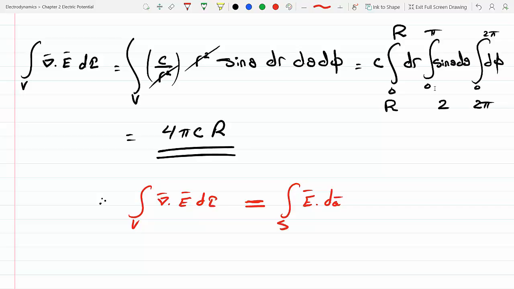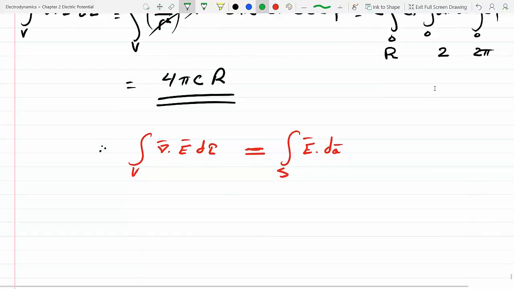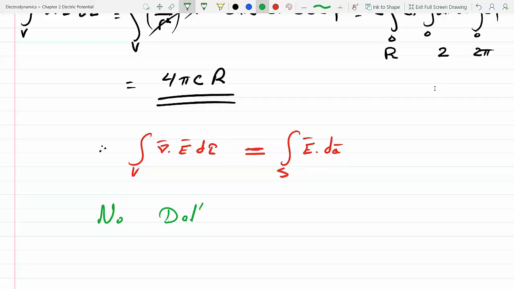Now, is there a delta function at the origin here? No. No delta function involved here, clearly.